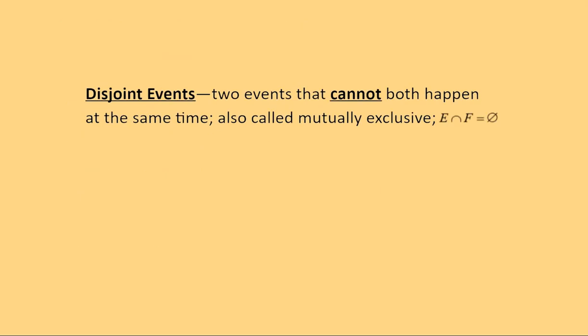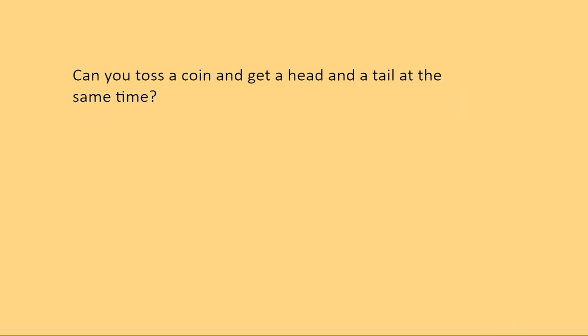Disjoint events are two events that cannot both happen at the same time. This is also called mutually exclusive, which means that the intersection of the two sets is the empty set. There's nothing that both sets share. Can you toss a coin and get a head and a tail at the same time? No, the two are mutually exclusive. They are disjoint events.